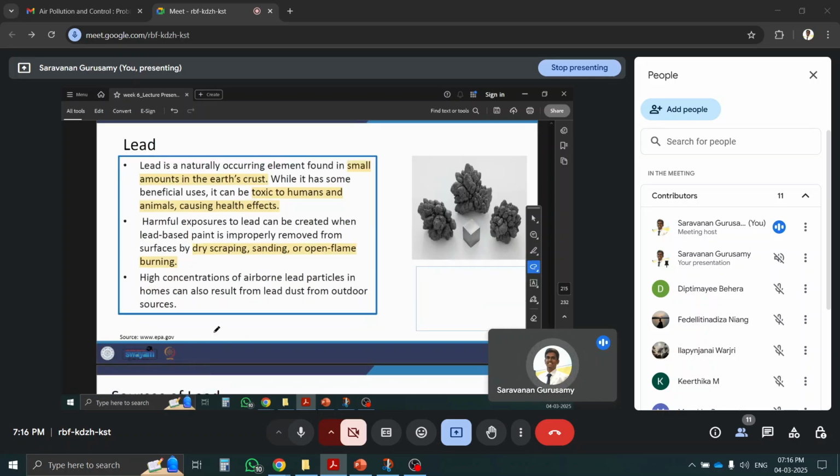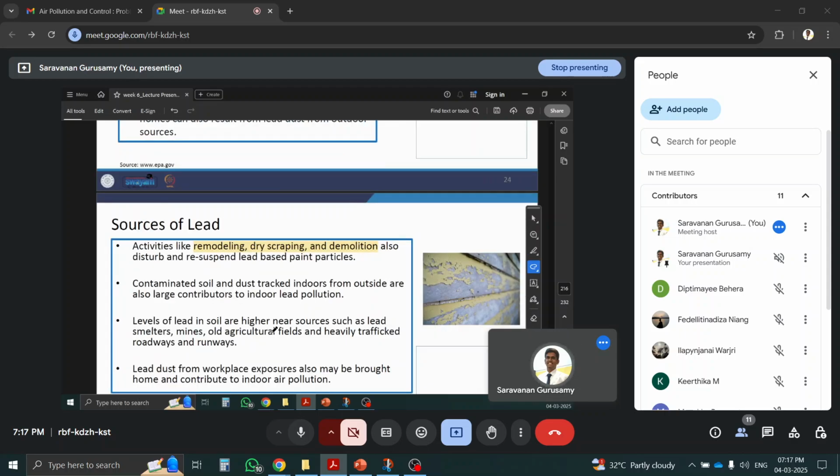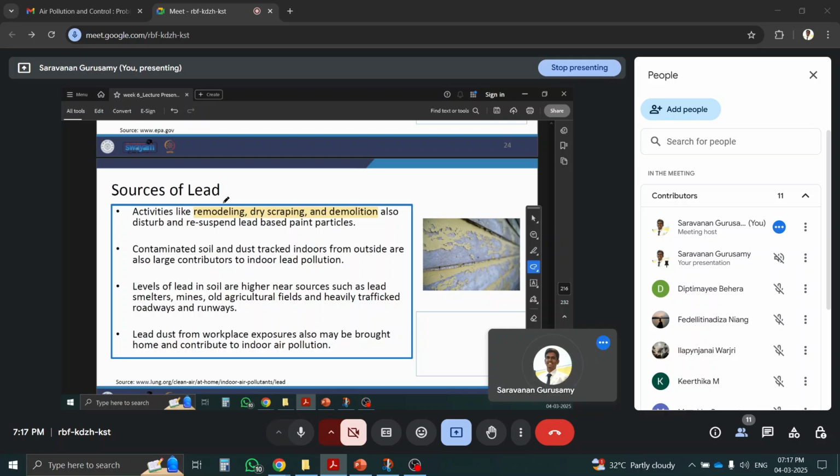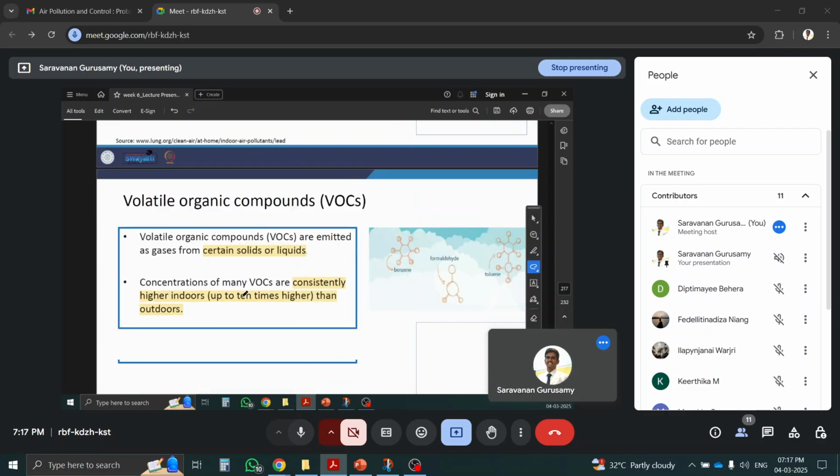Lead was initially found in petrol also. Nowadays leaded petrols are banned, and a small amount is found in the earth's crust, and it is toxic to humans and animals and causes health effects. It is emitted from dry scraping, sanding, and open flame burning. And lead sources are remodeling, dry scraping, and demolitions.